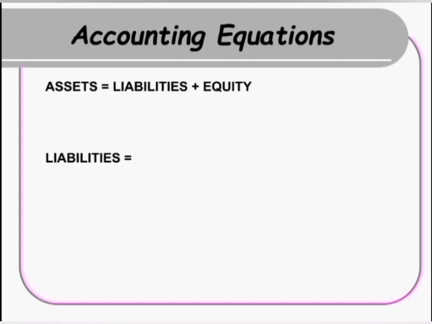Two ways to determine. The first one is to apply what you learned in algebra, the transposition. If we want these liabilities alone on one side, we must transpose this equity to the other side. When we do that, this positive sign of the equity will become negative, so that this side will have assets minus equity. Hence, liabilities are equal to assets minus equity.